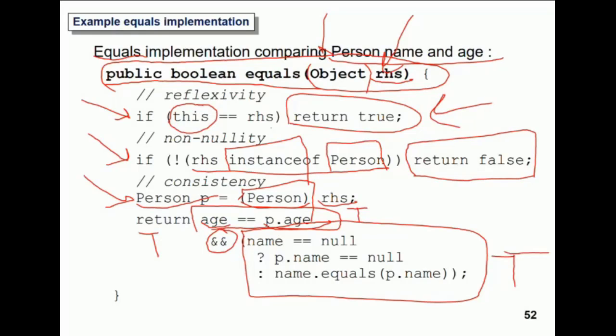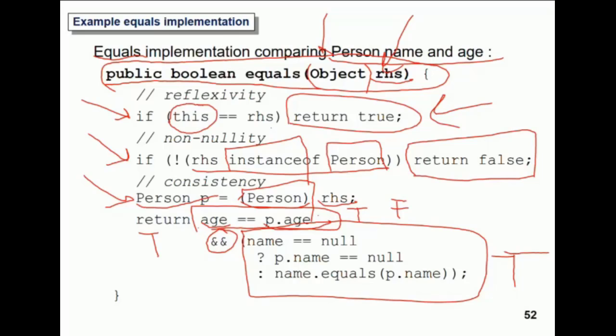So if any of these is false, if this is false and this is true, for example, then the whole relationship is false. And if they're both false, it'll be false as well. So first thing, we check the age. Age must be equal to p.age. Also, the names must be equal, but you need to check name for non-nullity as well.